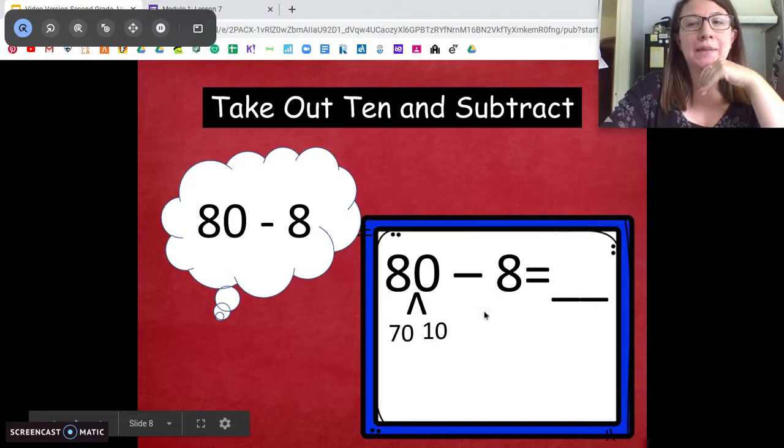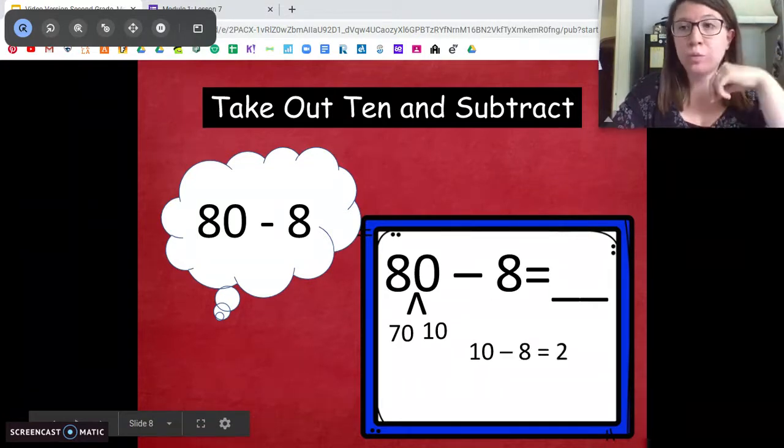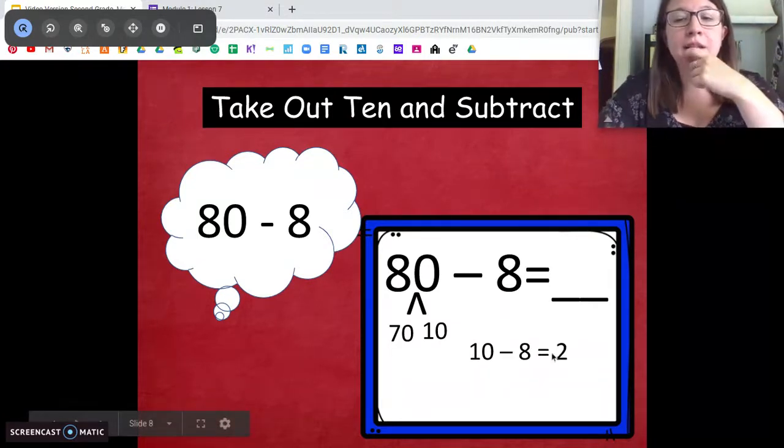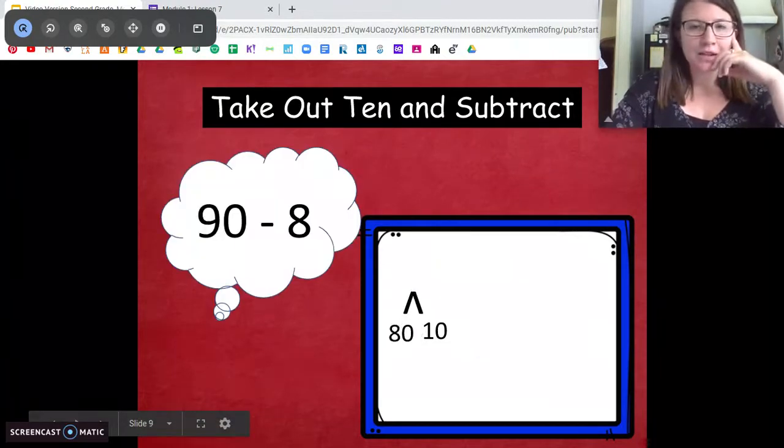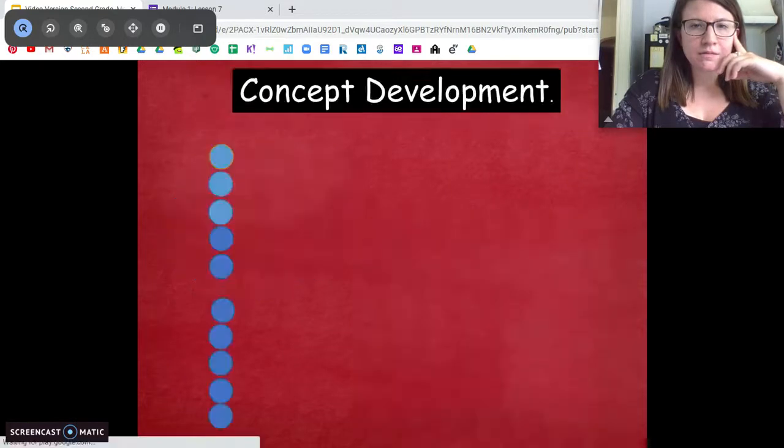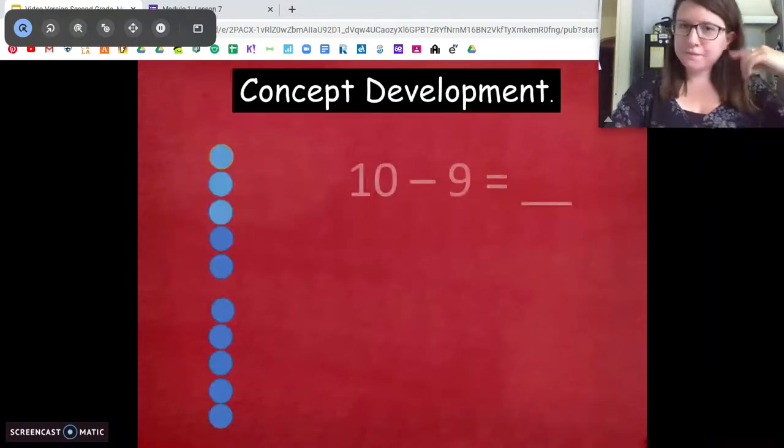Then we're going to do 10 minus 8. Solve that for 2. We know that fact. Easy peasy. Then we're going to take our 2 plus our extra 70, get 72. Awesome job. We're going to skip that one. And we're going to move on.